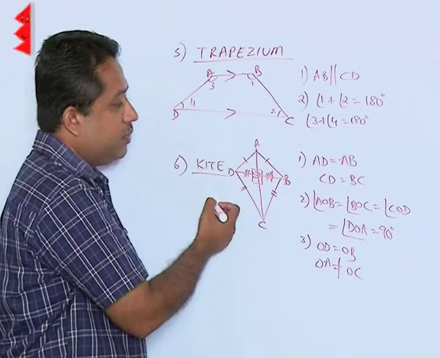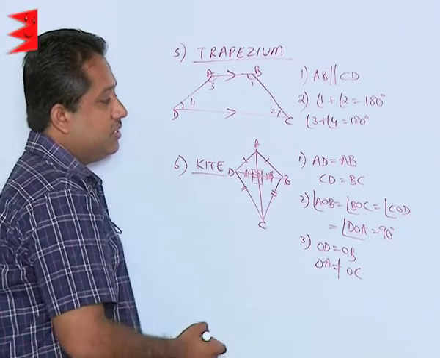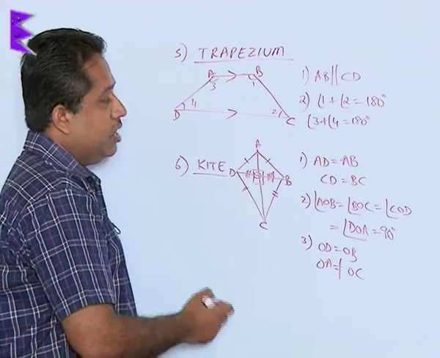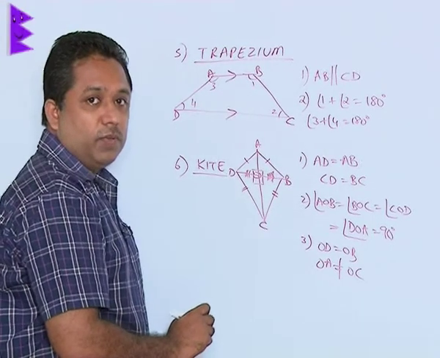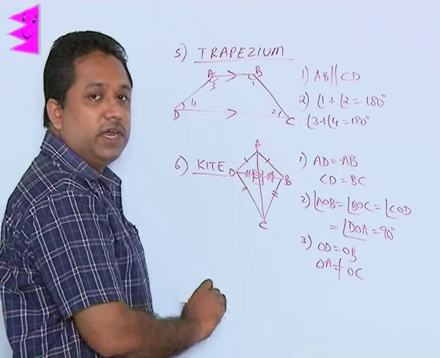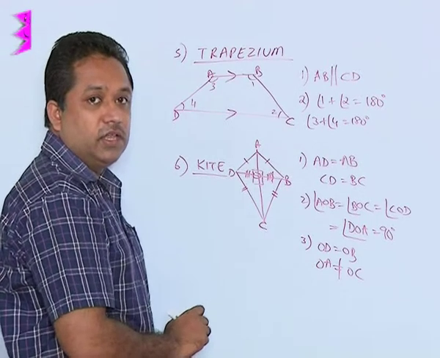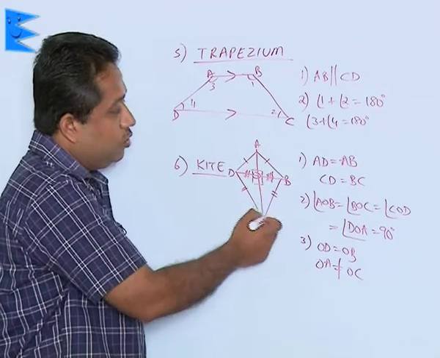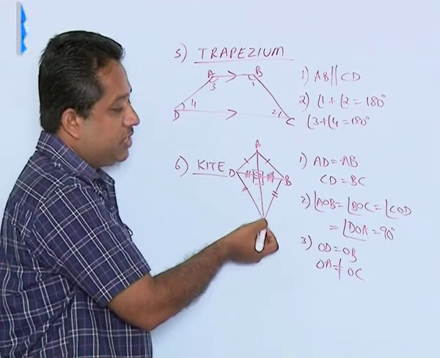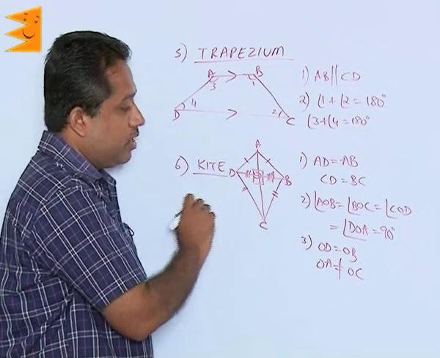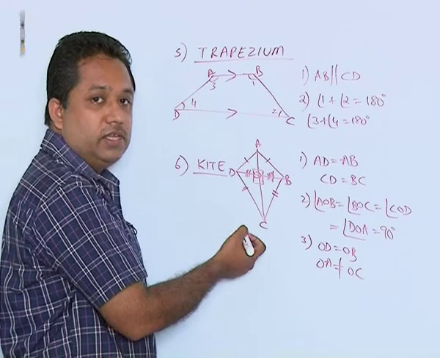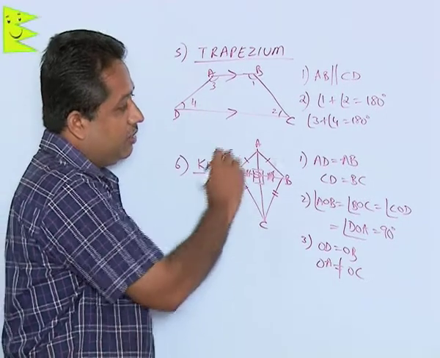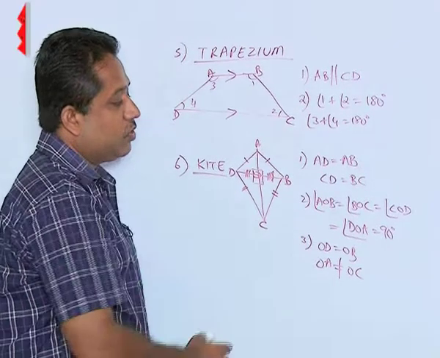So, these are the properties of the 6 quadrilaterals that we have discussed, and in all these cases the common property will be that the sum of angles will be 360 degrees. Now, based on these properties, you can be asked to find out some side, or you could be asked to find out some angle, and these properties will be used to solve those questions.